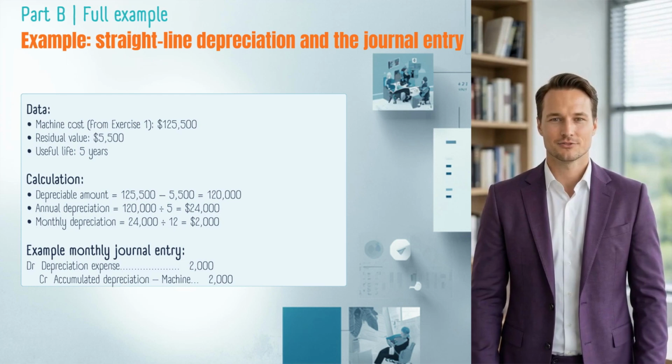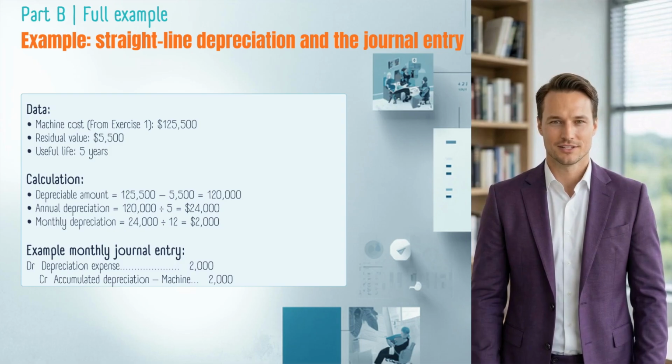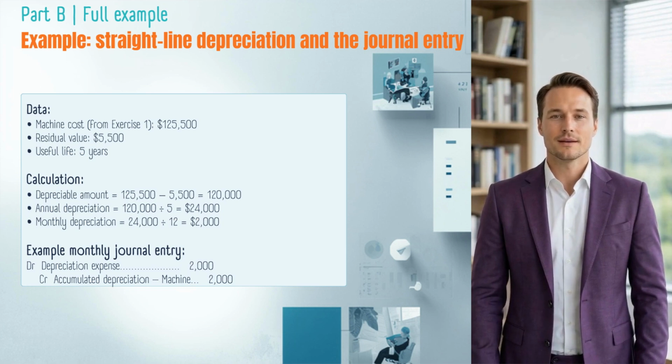Let us apply the formula in a full example. We use the machine cost from the earlier exercise together with a residual value and the useful life of 5 years. First, we calculate the depreciable amount by subtracting residual value from cost. Then, we divide that amount by the useful life to get annual depreciation. After that, we divide the annual figure by 12 to get monthly depreciation.